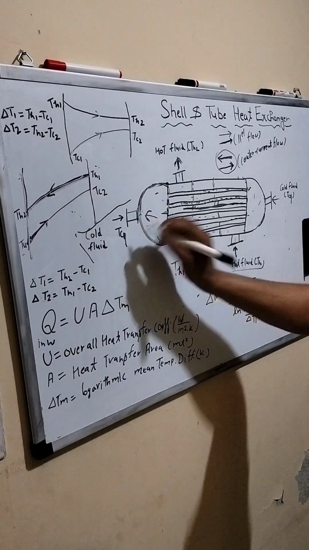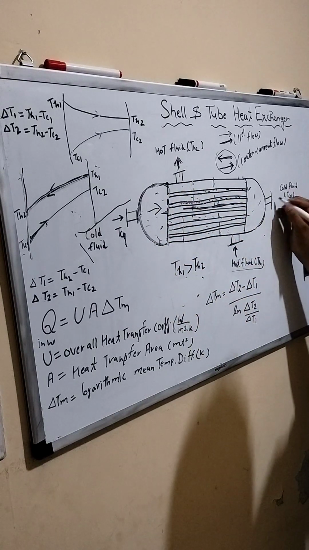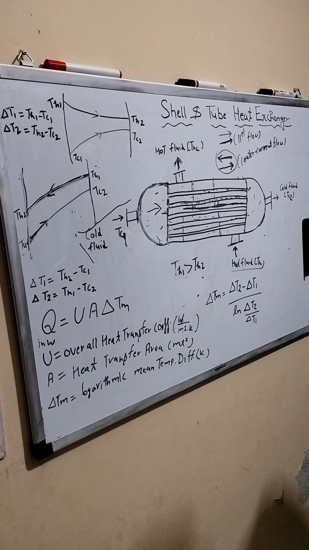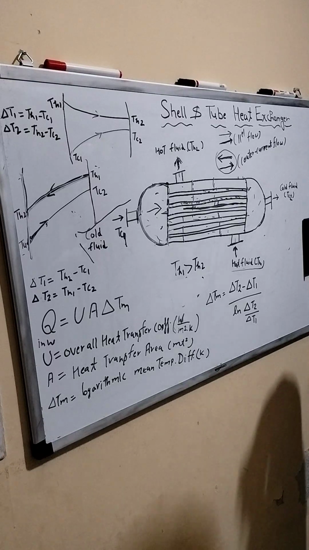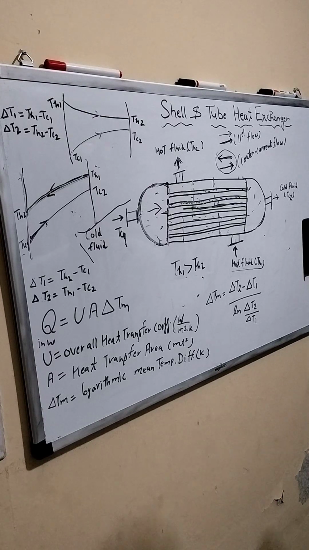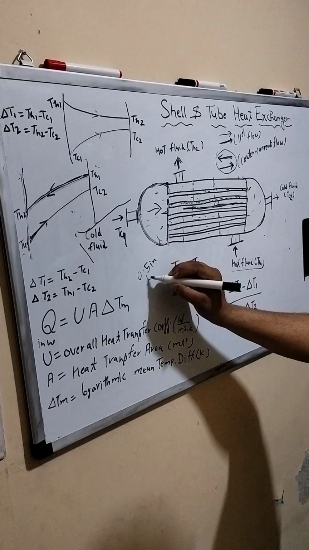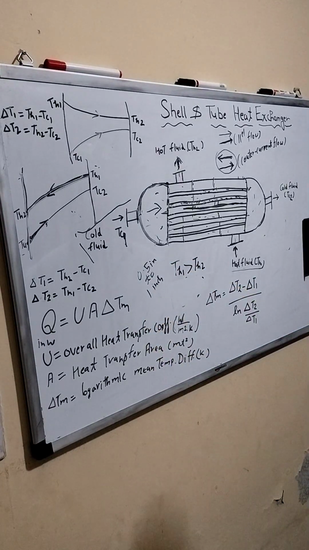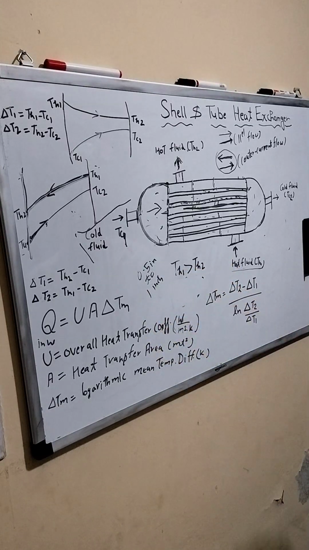Good. Now, in a generally shell and tube heat exchanger, this is the tube size. It remains 0.5 inch to 1 inch generally, which we use in the chemical process industry. The tube size remains 0.5 inch to 1 inch.